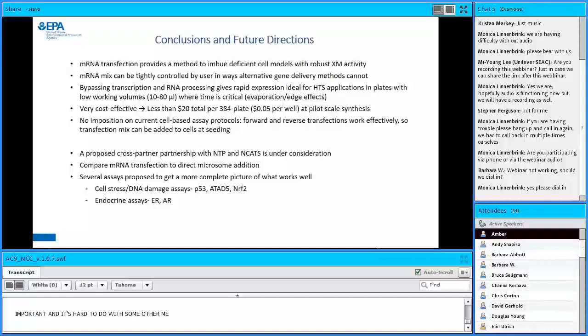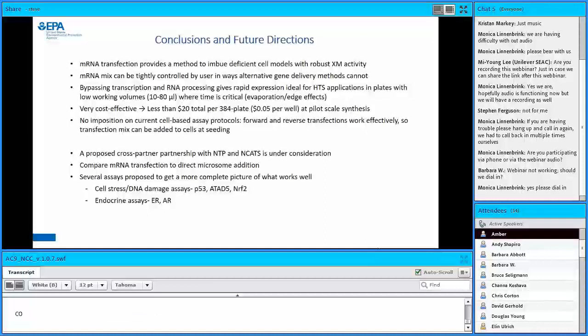Bypassing transcription, RNA allows you to get to enzyme much quicker, and that's really important where time is a factor. So in 1536 well plates and 384 well plates, you get a lot of evaporation and edge effects with really long studies, and so not having to wait a day, like with DNA transfections, they normally recommend you wait 48 hours after transfection before you treat your cells, and then you have your exposure period. So you could be in a 384, 1536 well plate for 3 or 4 days, depending on the endpoint, and that just doesn't work.